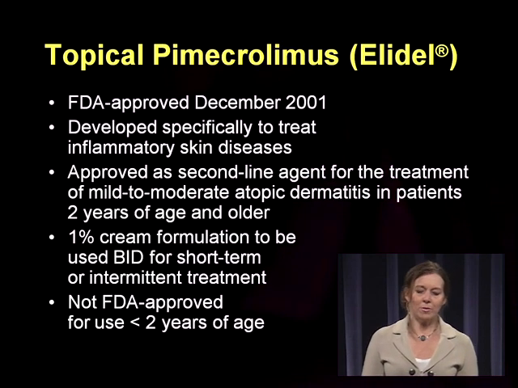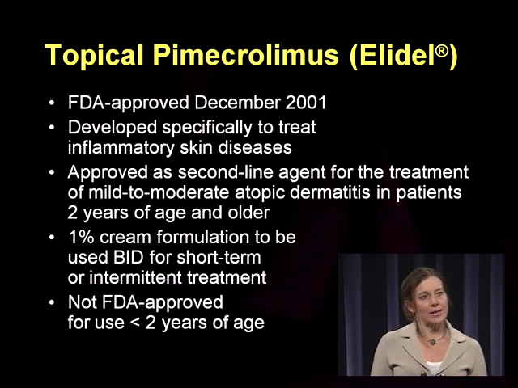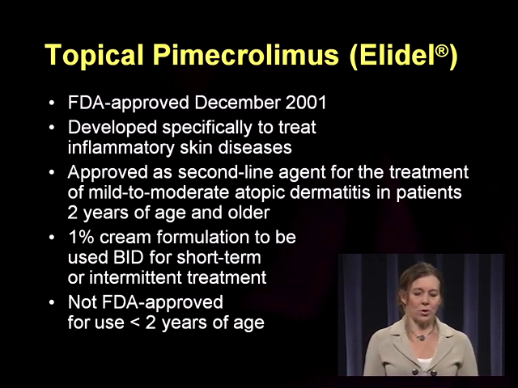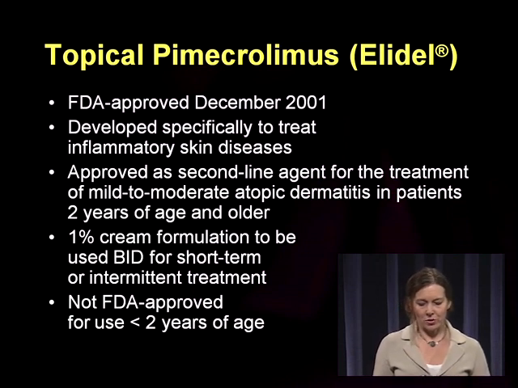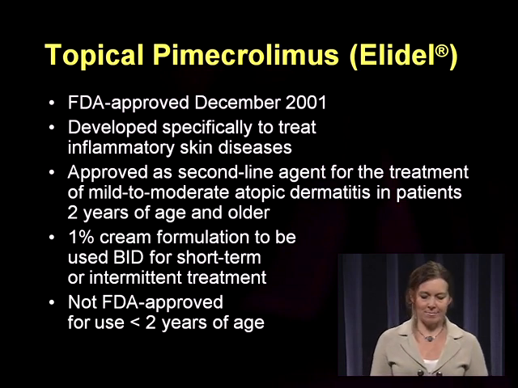The other topical immunomodulator was approved the following year in 2001. This is known as pimecrolimus or Elidel, and this was developed specifically to treat inflammatory skin conditions. It is a little bit less potent than topical tacrolimus. And it is approved for second-line treatment of mild to moderate versus moderate to severe eczema. And again, for children 2 years and older. And there's only one strength, which is the 1%. And it's to be used for short-term or intermittent management.